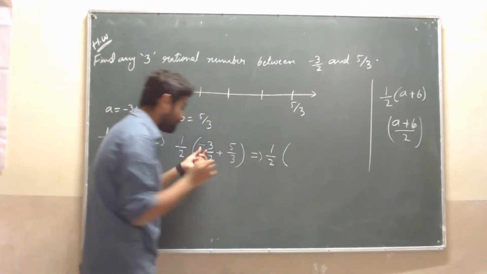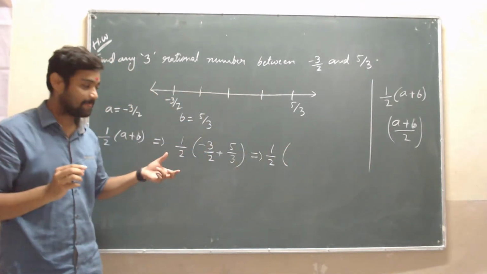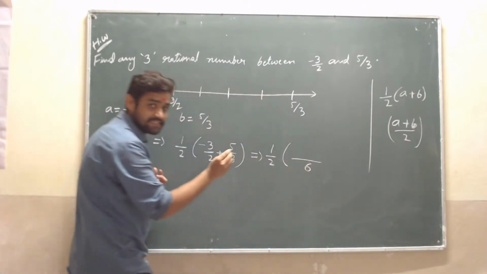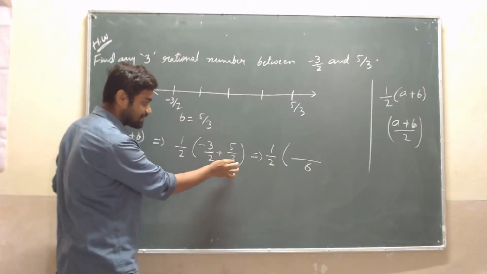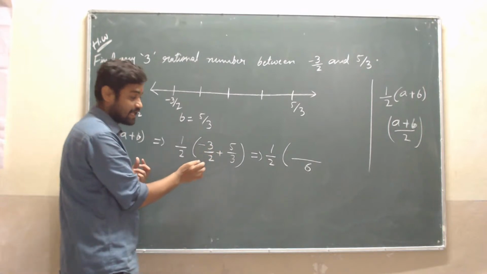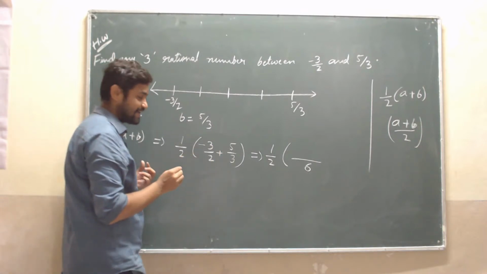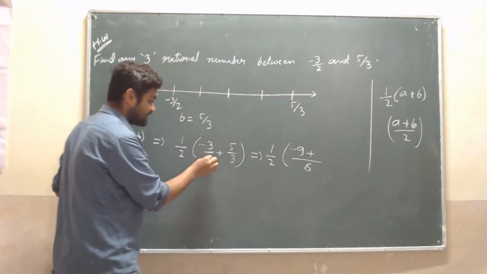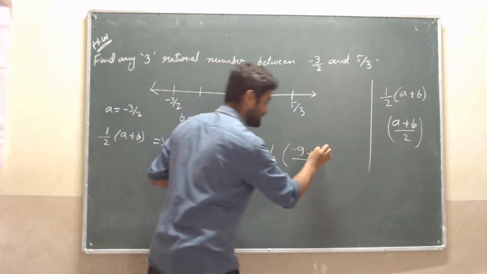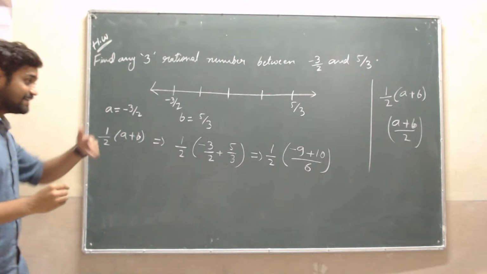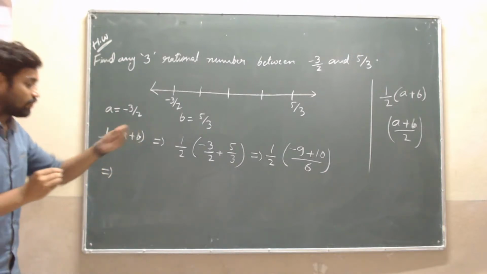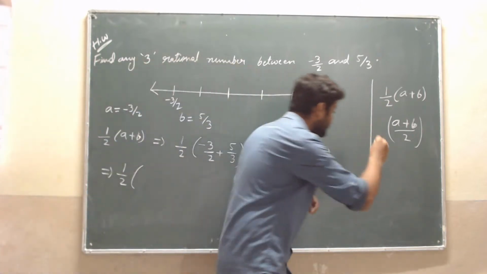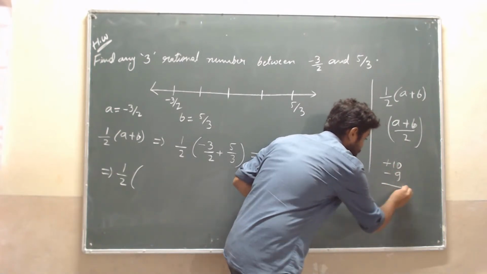Then continue it. 1 by 2 as usual. Then take the LCM of -3 by 2 and 5 by 3. That is the simple trick: 3 2s are 6, and we have to cross multiply, 3 3s are 9. Which 9? -9, because plus into minus is minus. That's why we have -9 and plus as usual here, then 2 5s are 10. Then 1 by 2 as usual, -9 plus 10.